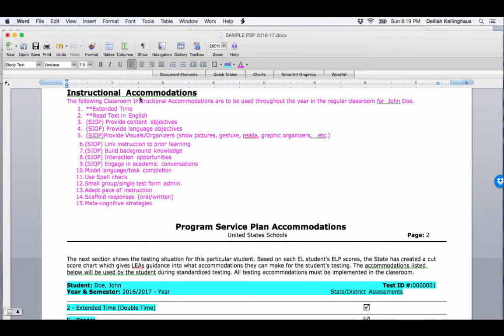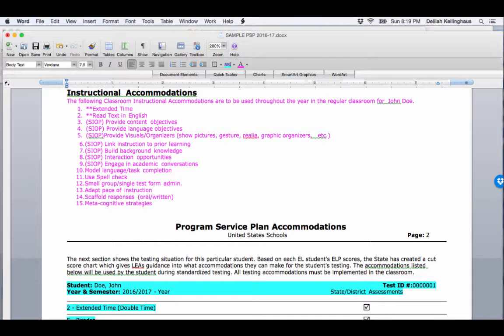So you'll see the list of instructional accommodations. You can have as few as 1 or 2. You can have as many as 15. The accommodations are there for teachers to use. Although it is not expected that the teachers use every accommodation every day, if the accommodations are listed, then it is expected that the accommodations at some point are being incorporated into the daily classroom instruction.